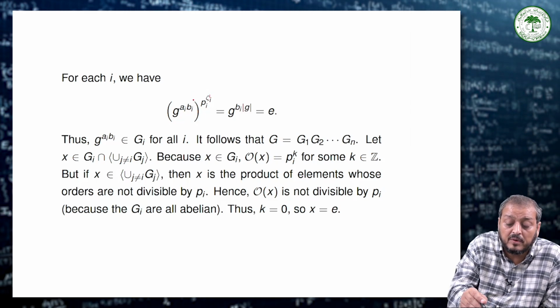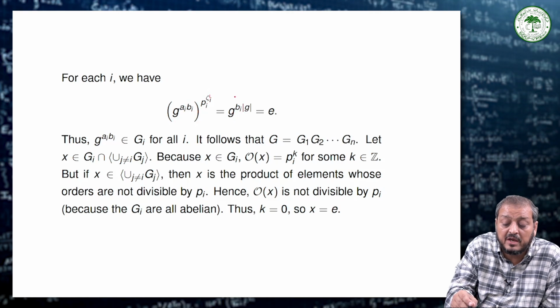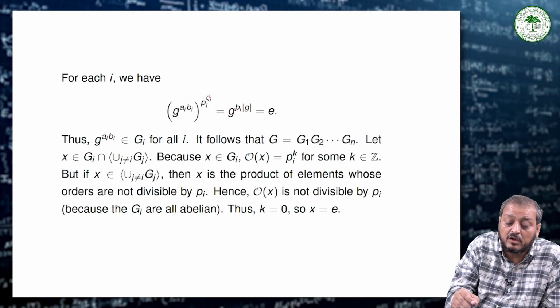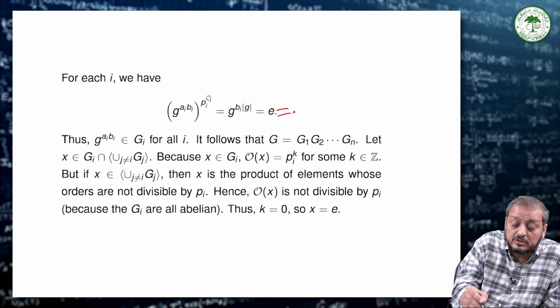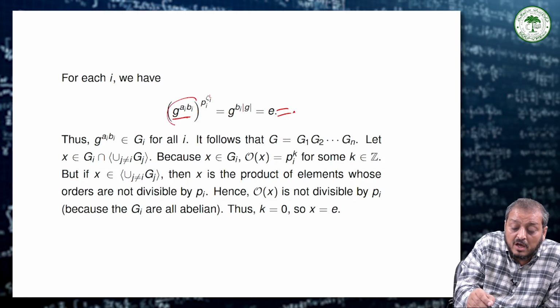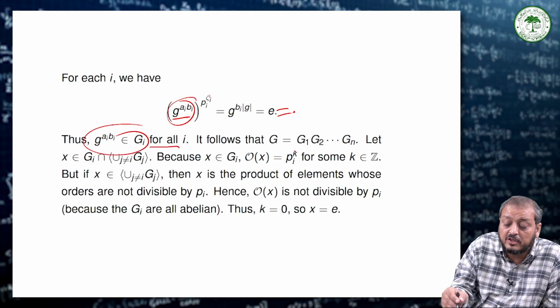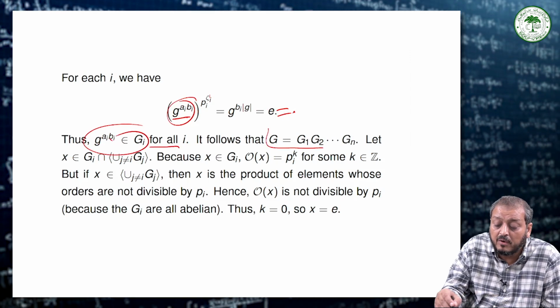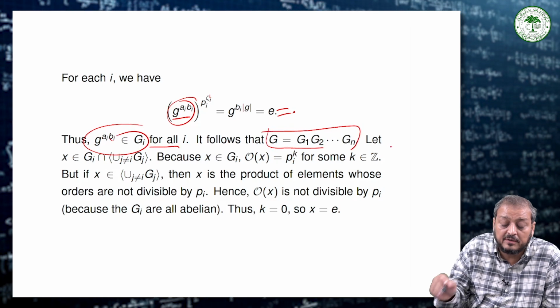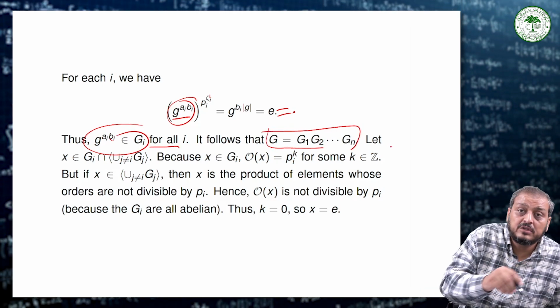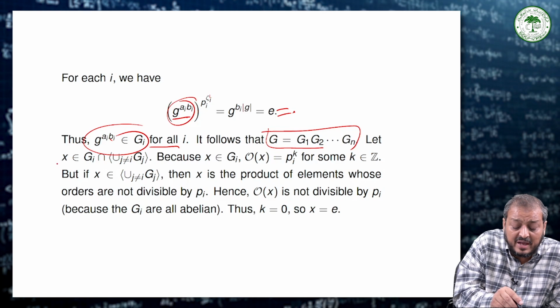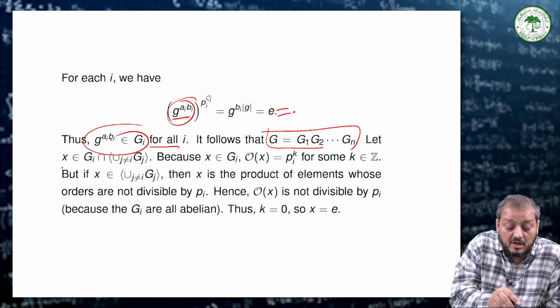If we write it in this form for each i, the order of g^(ai bi) to the power p^ζi is g^(bi) to the order of g, and this is nothing but equal to the identity. So this means we can say that g^(ai bi) is an element of Gi for all i. It follows that g can be written in the form g1 g2 up to gn, and next we assume that x is an element of Gi intersection the union of all the other Gi's.